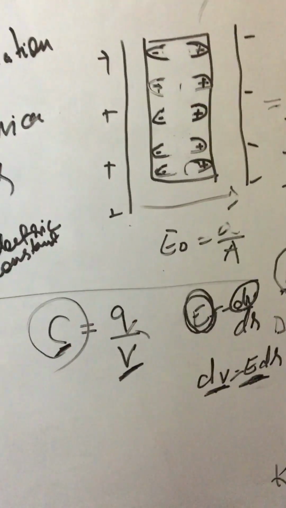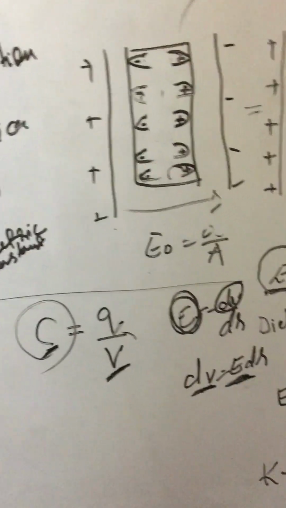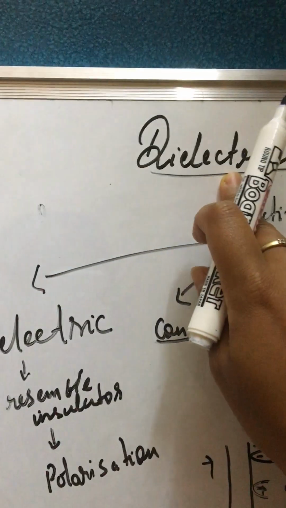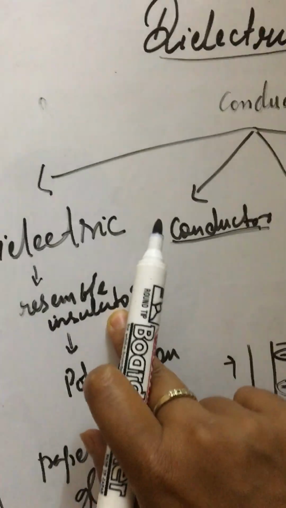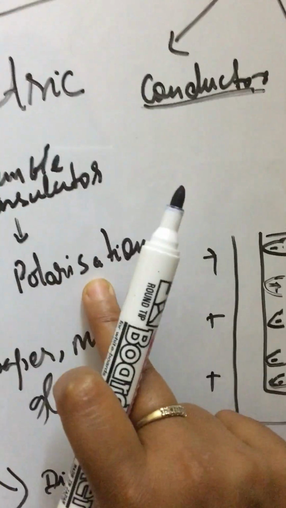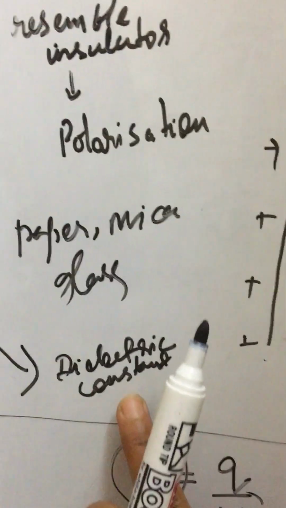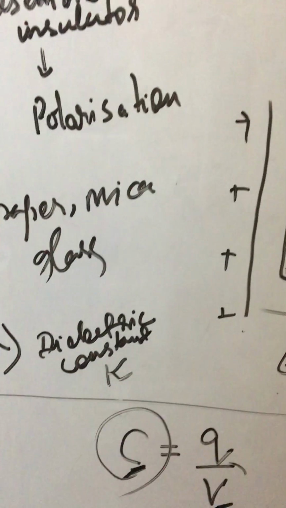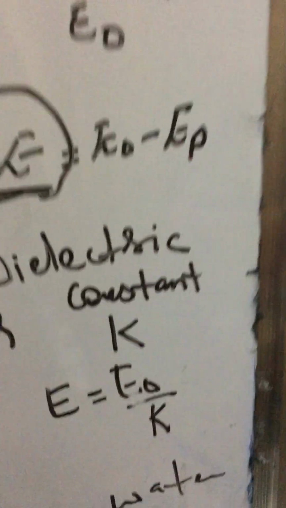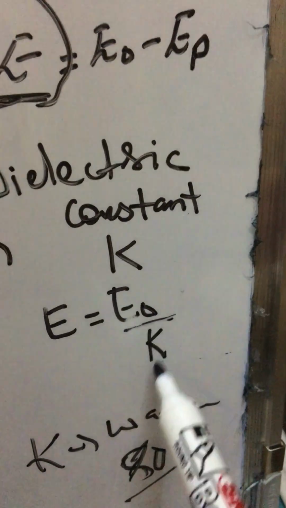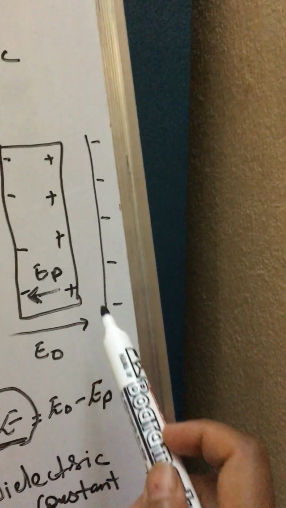That's why the dielectric is very, very important. Okay, understood. So the sum up line is: dielectrics are a special class of materials which resemble the insulator, not exactly the insulator, and which undergo polarization. To tell about this characteristic, we have a constant known as the dielectric constant. It is denoted by the symbol K. The electric field gets reduced by K times when the dielectric is kept within the medium. How it reduces, I have given this. You need to understand this.